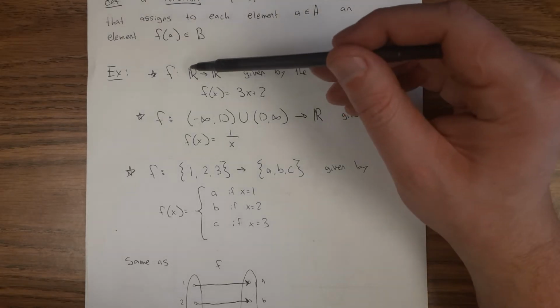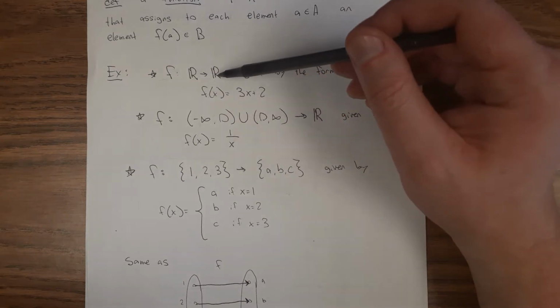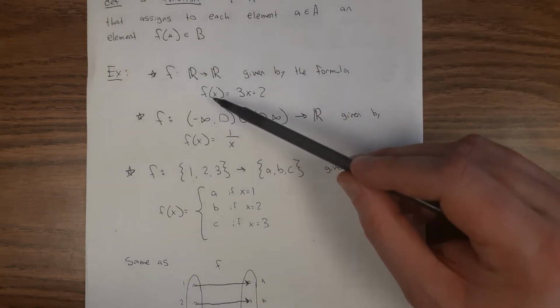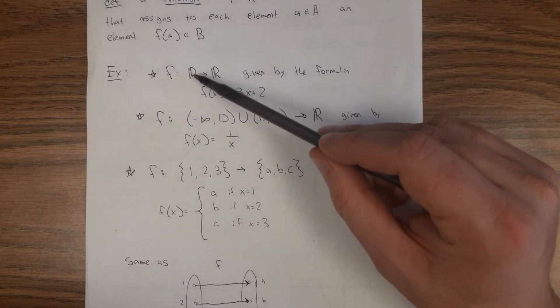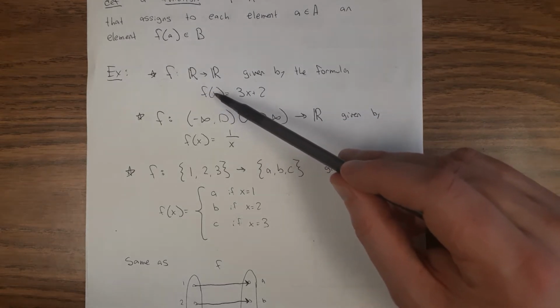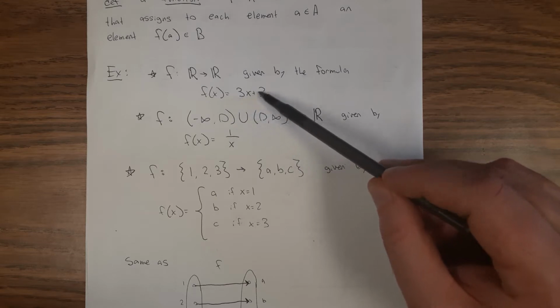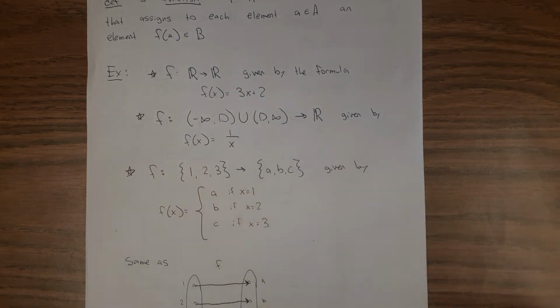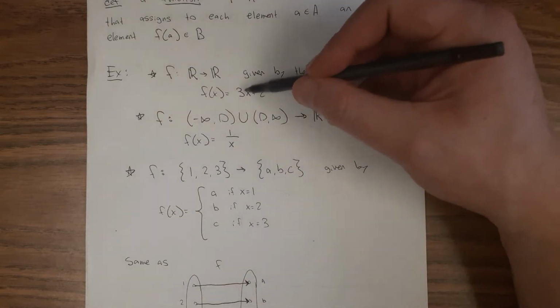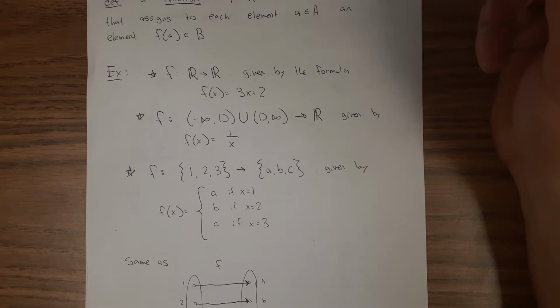So this tells you that the domain is real numbers and the range is real numbers, and the way I find f of x, you can give me any real number x, so it's an element of the domain. You give me any real number x, and then I calculate this. I take the number that you gave me and I multiply it by 3, and then I add 2 to that. And that gives me another real number, and that real number is f of x.